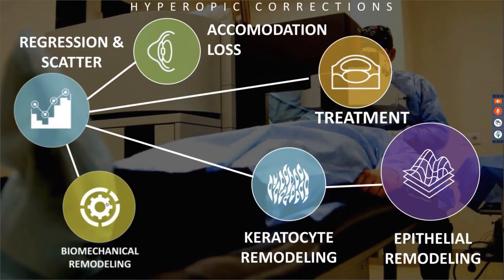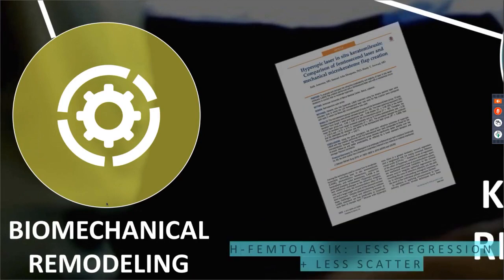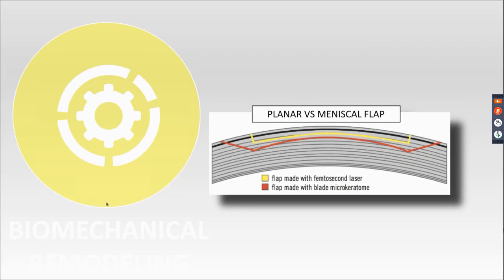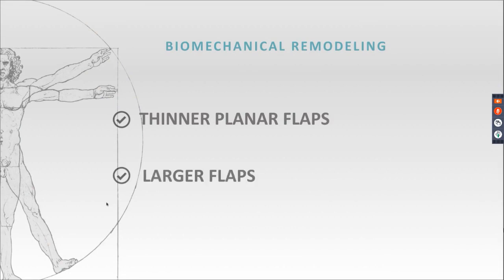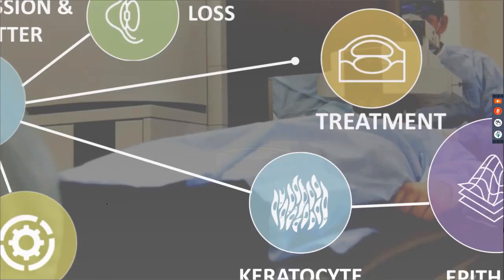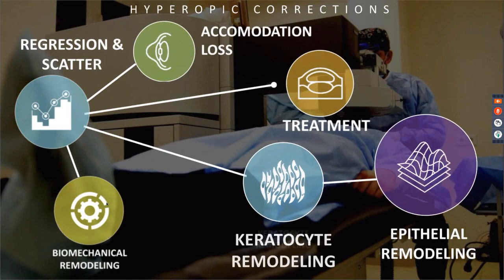We have shown before in JCRS how the femtoflap is much better, produces less spherical equivalent scatter and less regression than the mechanical flap, and that's due to a thin non-meniscal or planar flap. So finally, to have the least biomechanical remodeling, we need thinner planar flaps and larger flaps. Well, how about no flaps? And this is back to the surface. If the flap might produce some regression, how about going back to the surface? But going back to the surface now with hyperopia as opposed to myopia, we need to face two major challenges here, which are keratocyte remodeling and epithelial remodeling.